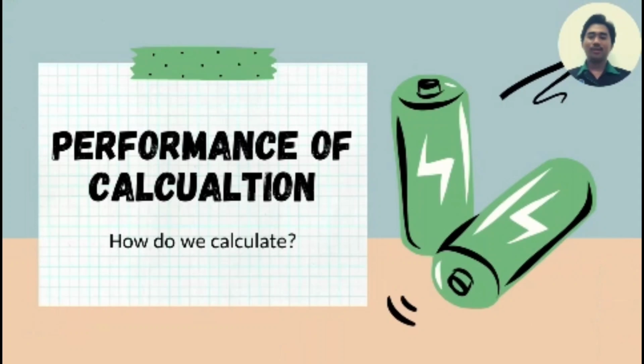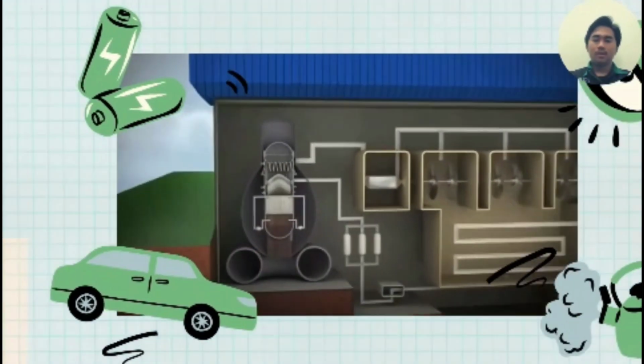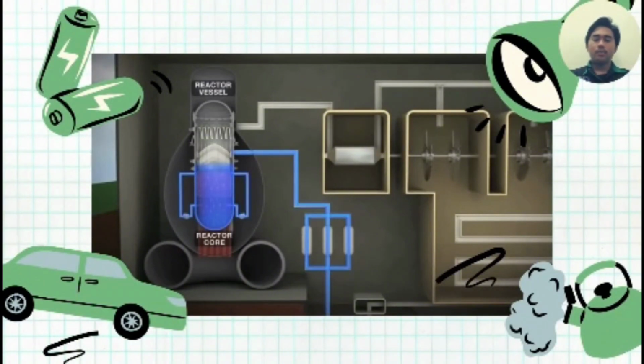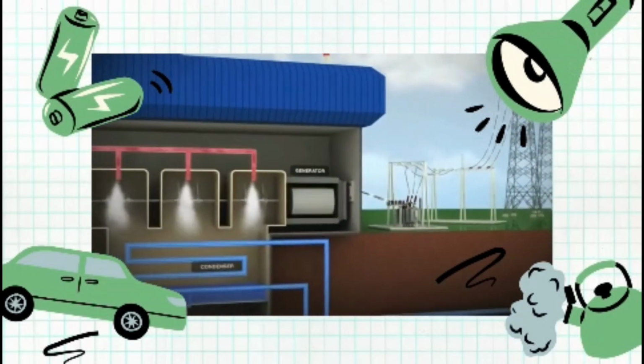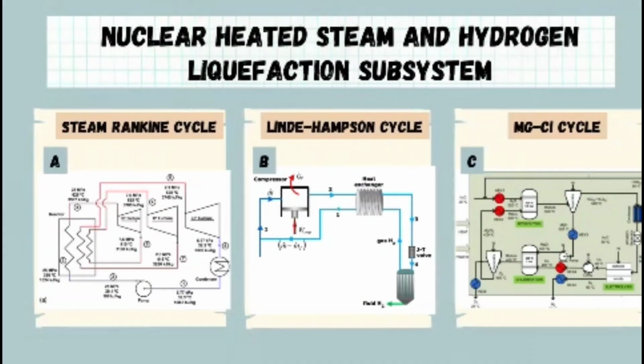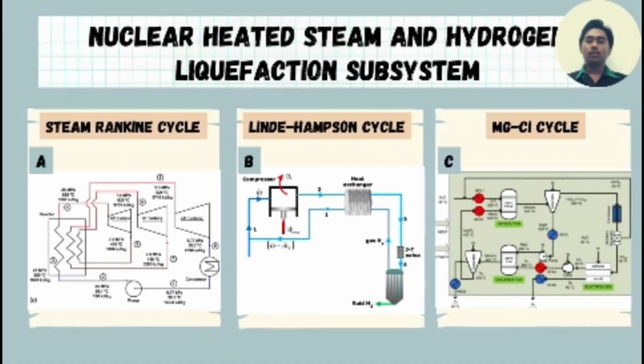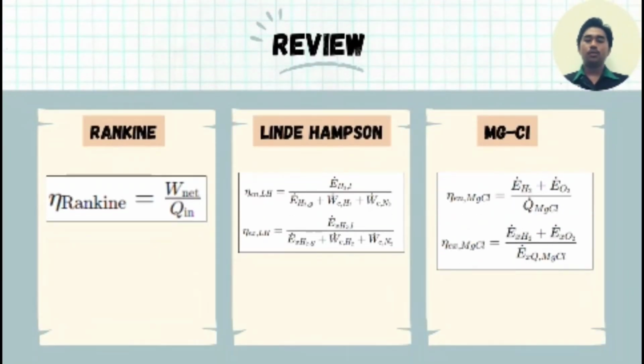Hello guys, we're going to talk about the performance calculation of the nuclear power plant system. We can see the video clip about the nuclear power plant. There are three thermodynamic cycles inside one plant, which are a steam Rankine cycle, Linde-Hampson cycle, and magnesium chloride cycle. There are some calculations that we need to know, starting with the basic formula of the efficiency for the Rankine, Linde-Hampson, and magnesium chloride cycles.